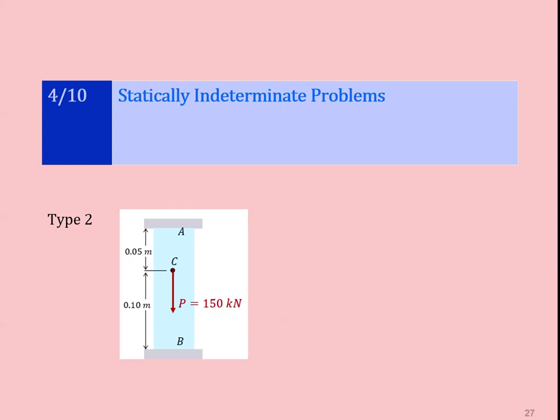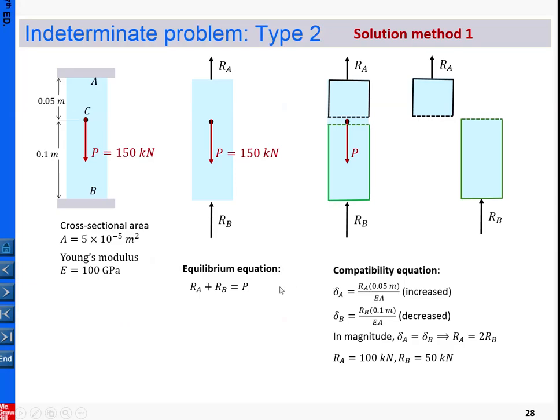Now let's take a look at the second type of the static indeterminate problems. The second type is featured by over-constraint like this. The top and the bottom are both constrained, and here we have a load applied, as one example. So this problem can be solved by two methods, and here this is method one.